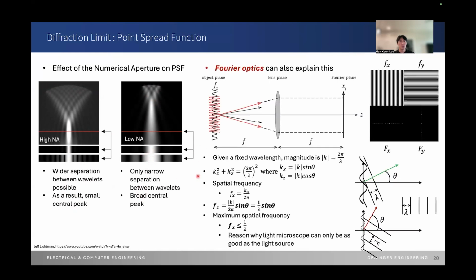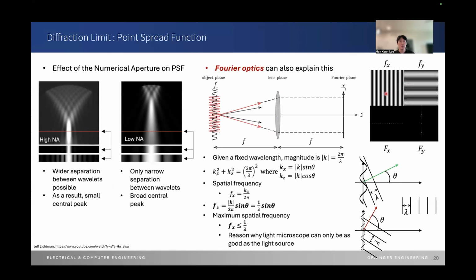And this can also be explained using Fourier optics. Fourier optics says that if you have a positive lens, and we're trying to image an object in an object plane, and it goes through this positive lens, at the end of its focal point is where the Fourier plane is. So the lens will actually perform a Fourier transform for us. So what we're seeing in this plane is a Fourier transform of the object that we're trying to image.